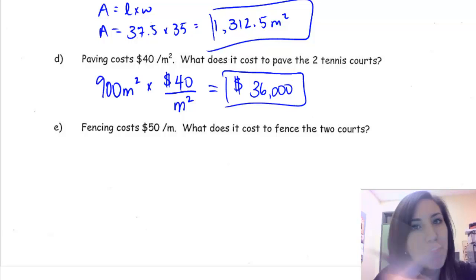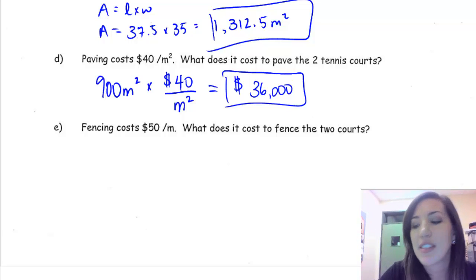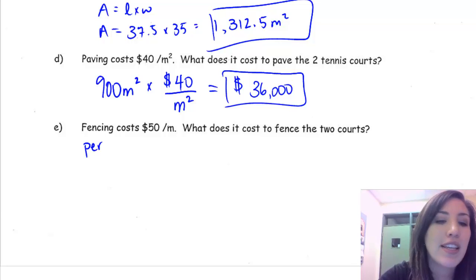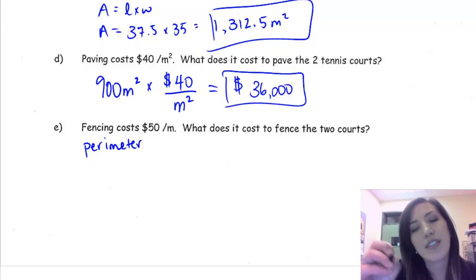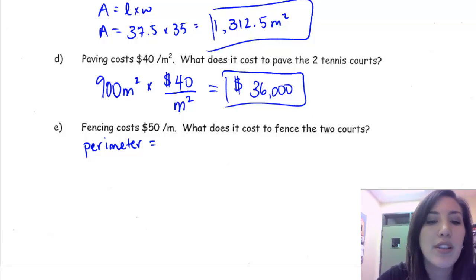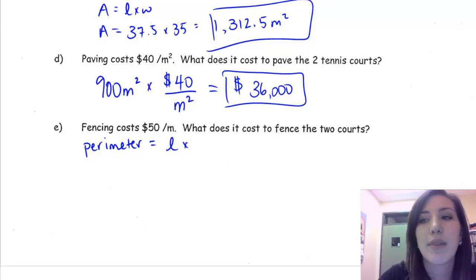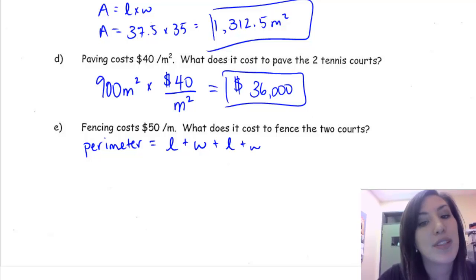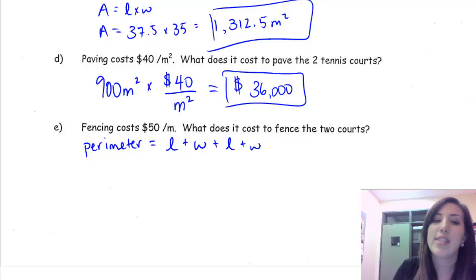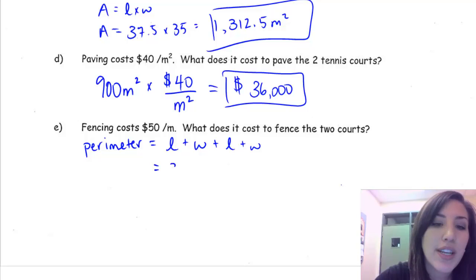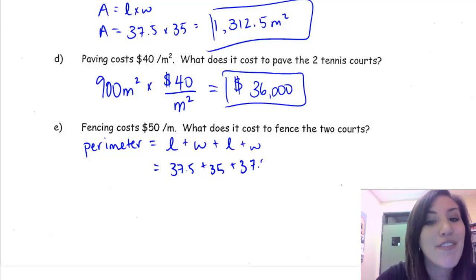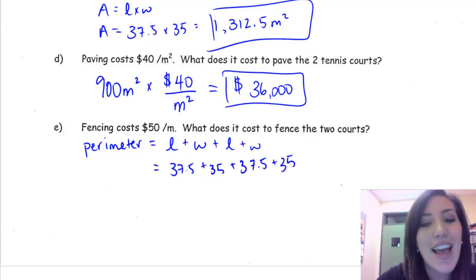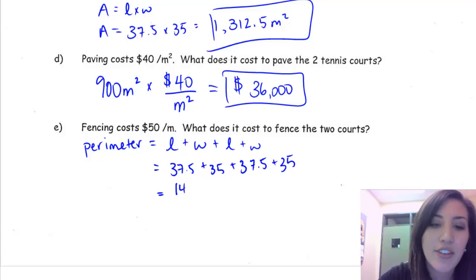Now, what about if you want to fence the whole outside? What does it cost to fence? Well, remember that the fencing includes the perimeter. So you're going along the whole outside of the fence. You don't need the area. So if we want the perimeter, we're going to say the length, oops, not times, plus the width, plus the next length, plus the next width. So we have to add all those sides together. So if we do that, we're going to get 37.5 plus 35 plus 37.5 plus 35, and that gives us a grand total of 145 meters.